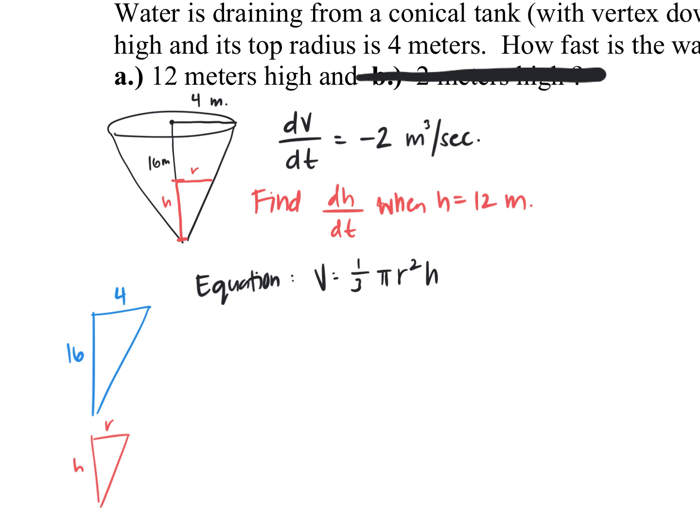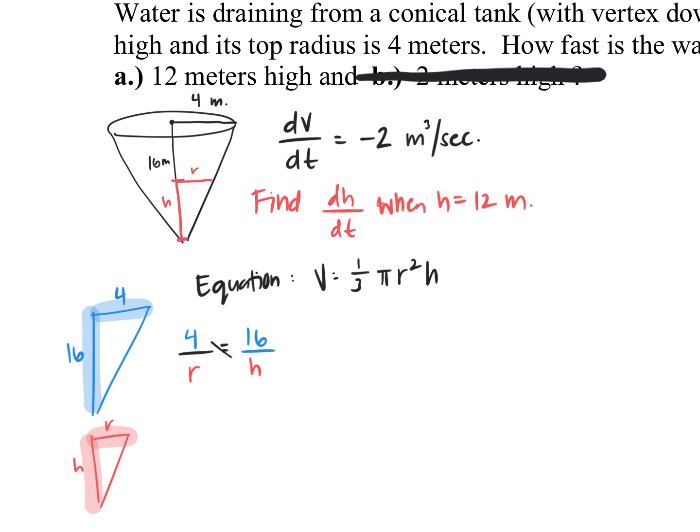With similar triangles, you can set these up a few different ways. I like to go corresponding side to the corresponding side on the other triangle. So if I start with side length of 4, that should be similar to the side length of r. So I'm going to write that as a proportion: 4 over r is going to be equal to, since I started with that big triangle, I have to start with that big triangle on my second one, 16 to h. So it'd be 16 over h.